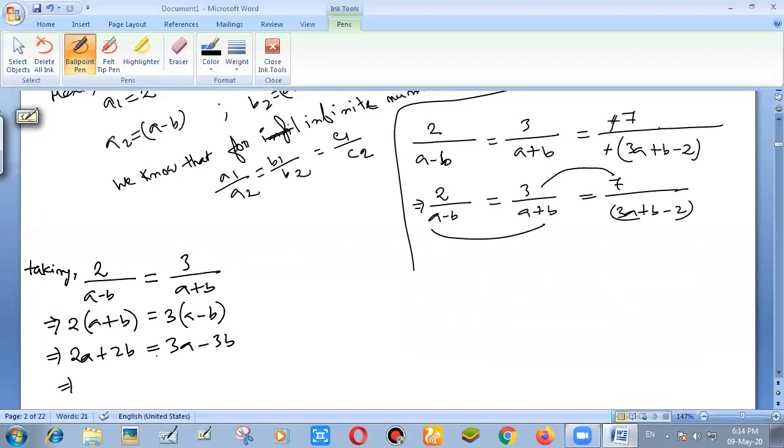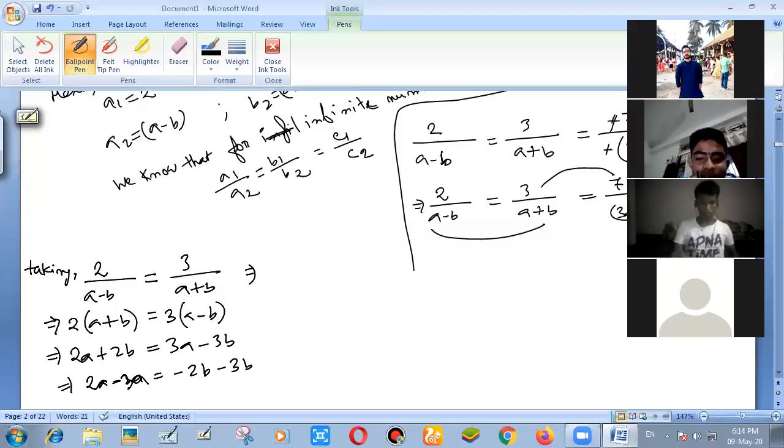Now take this 3a to the left hand side. It will be twice a minus 3a, and take this 2b to the right hand side. It will be 2b minus 3b. So if you solve this, it will be what? 2a minus 3a. What will be the result? If you subtract 3a from 2a, what will be the result? Tell me, be fast. Minus a.